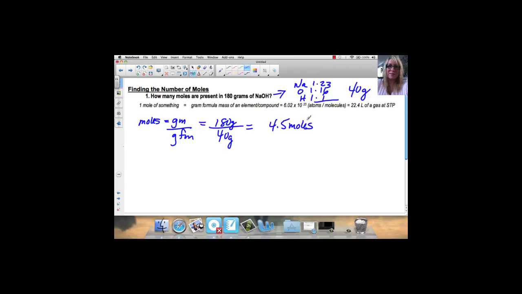But again, you can do dimensional analysis, 180 grams, and you know that 1 mole equals 40 grams, which is the GFM. And this cancels. 180 divided by 40, 4.5. I get the same answer.